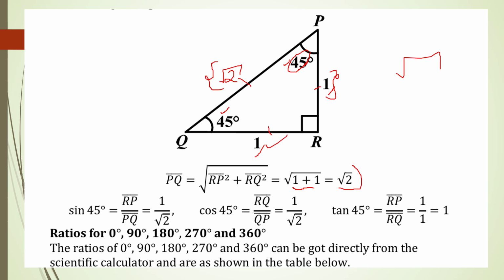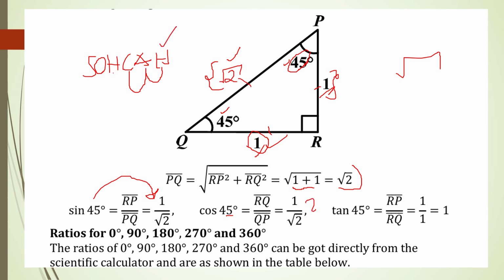So to get sine, remember from SOHCAHTOA, sine is the same as opposite divided by hypotenuse, and our opposite here is 1 divided by our hypotenuse, which is root of 2. So that's why we are saying that sine of 45 is going to be the same as 1 divided by root of 2. Similarly, cos is the same as adjacent divided by hypotenuse. So cos of 45 is going to be the same as your adjacent is 1, and then your hypotenuse is root of 2. So that's why we express it that way.